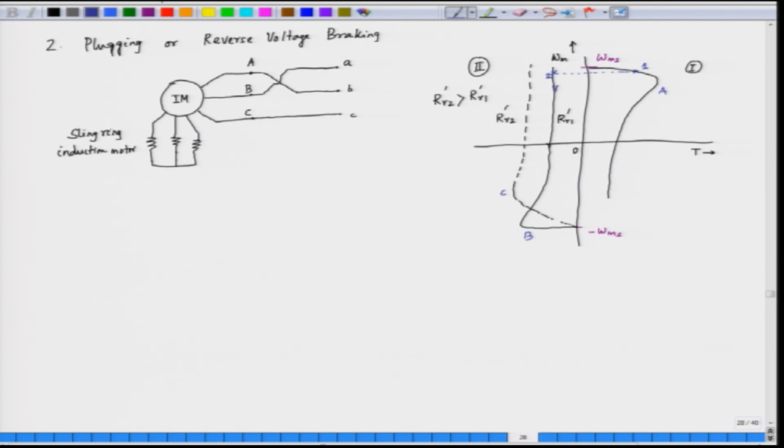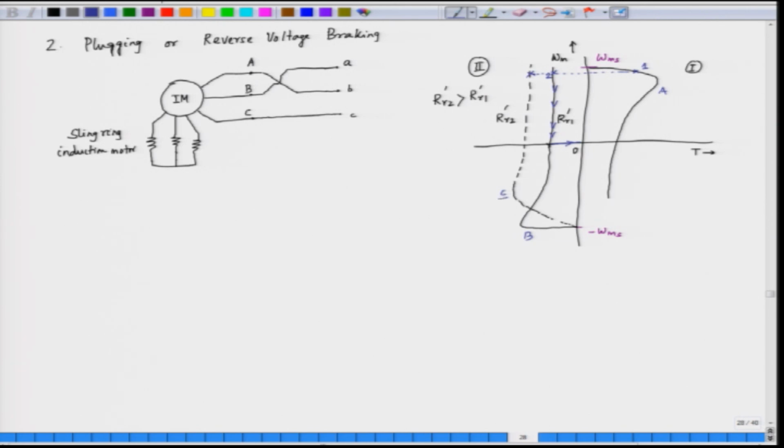So, the machine will decelerate and the speed will be reduced. It basically goes like this, and at 0 speed the torque is still negative. Unless we open the connections here, the machine will reach 0 speed and accelerate in the negative direction. So, we have to stop the motor; we have to immediately remove the excitation, remove the supply. Now, if we introduce more resistance, we will have more braking torque. So, instead of reaching 2, we will be reaching 3.